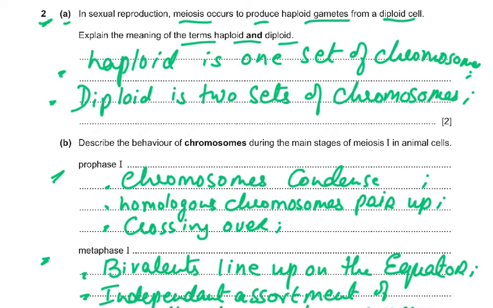Or you could have said haploid is n, diploid is 2n. But that'll only get you 1 mark because it's a very comparative statement. That's not going to get you 2 marks. So maximum of 1 if you do that.